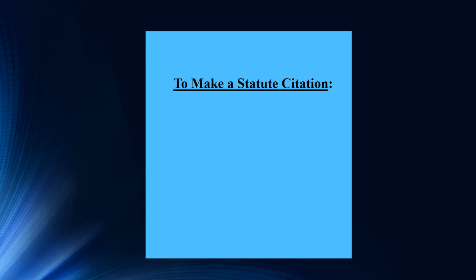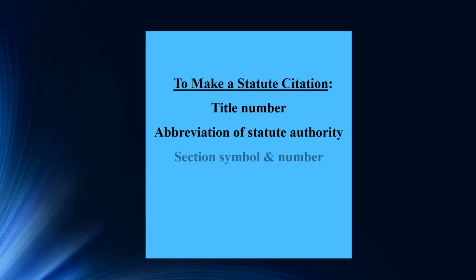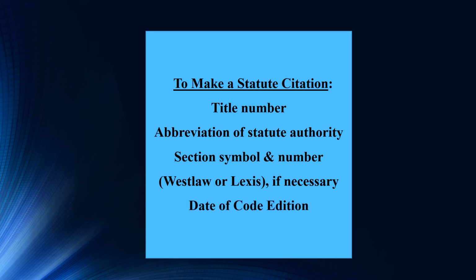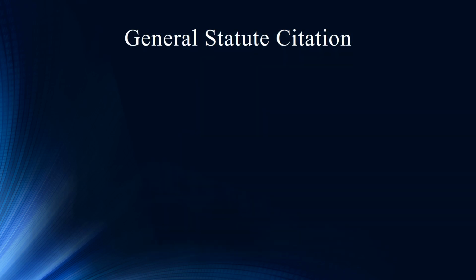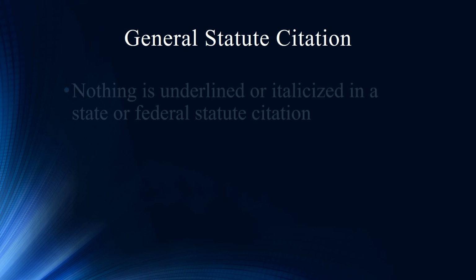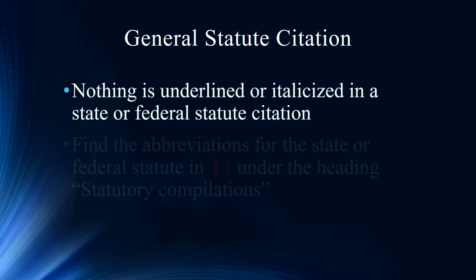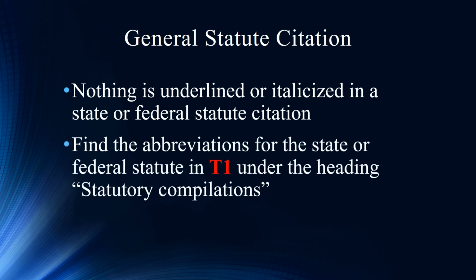As with the federal statutes, to make a statute citation for a state, you need the title number, if applicable, abbreviation of statutory authority, section number, and in parentheses you need the publisher information if necessary, and the date of the code edition. Remember, states generally vary in order of the above. As with federal statutes, nothing is underlined or italicized. To find the abbreviation for the state statutes, look to Table 1 under the heading Statutory Compilations. This includes the proper citation information for all of the various states.